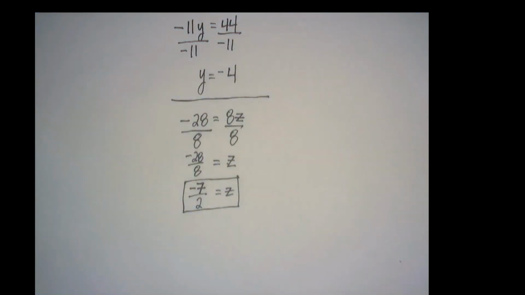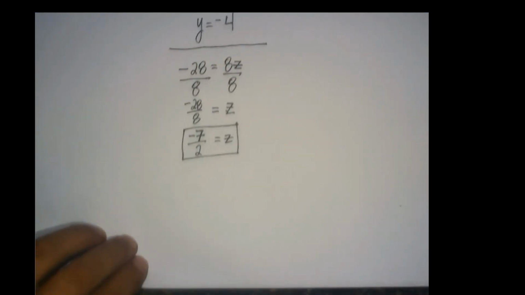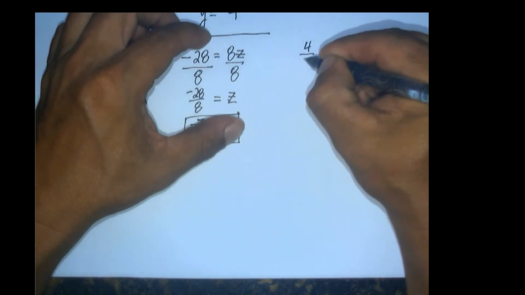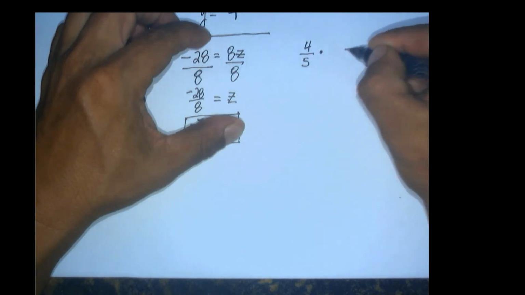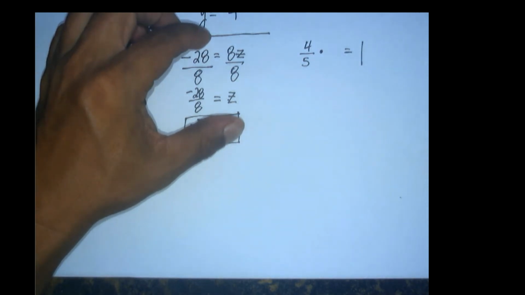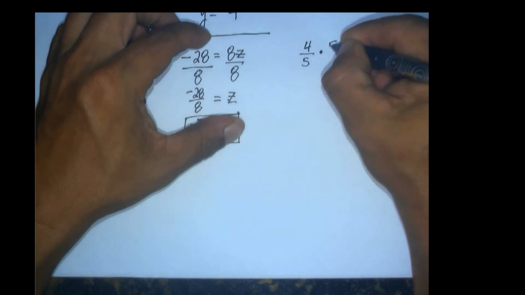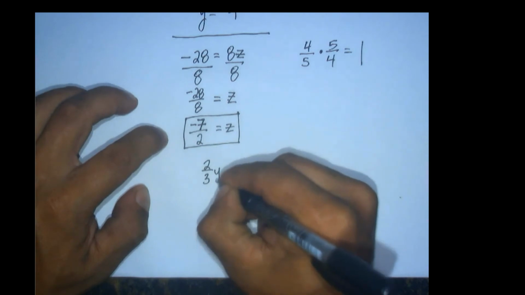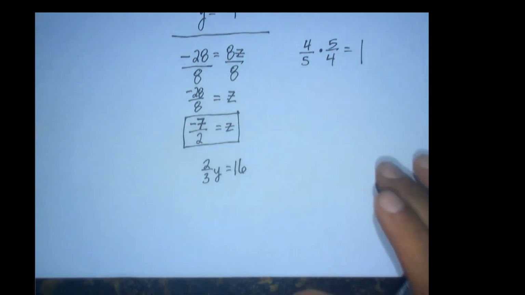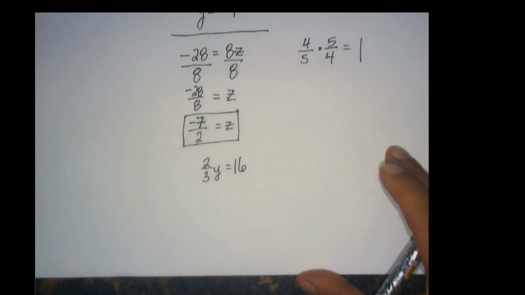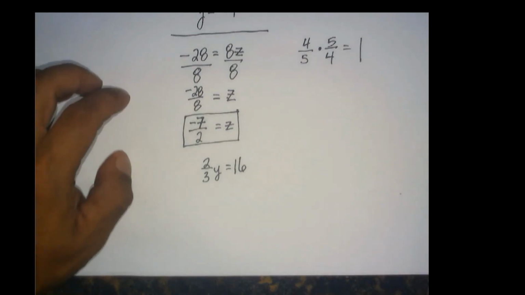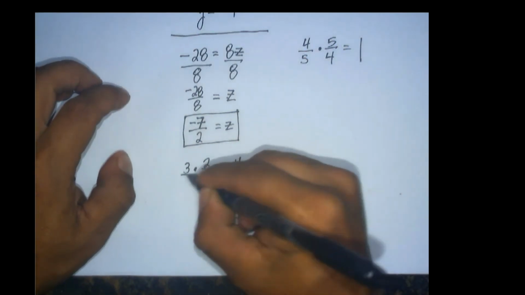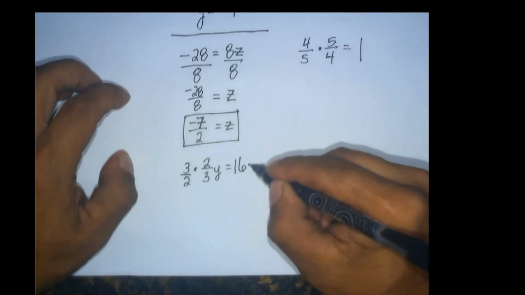Cool. Okay, my turn. If I have a fraction, let's say I have 4/5. What do I multiply 4/5 by to get 1? 5 over 4. Okay, so if I have 2/3 of y is equal to 16, I'm going to multiply both sides by 3/2, right? Yep, for sure. So I'm going to multiply this side by 3/2, and this side by 3/2.